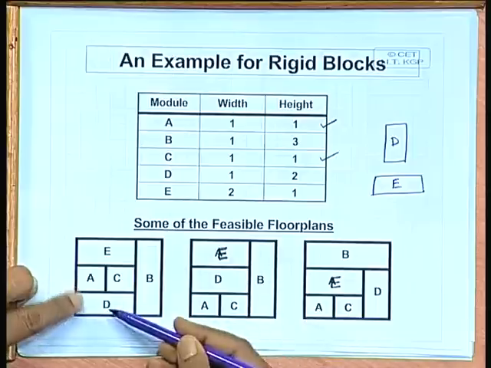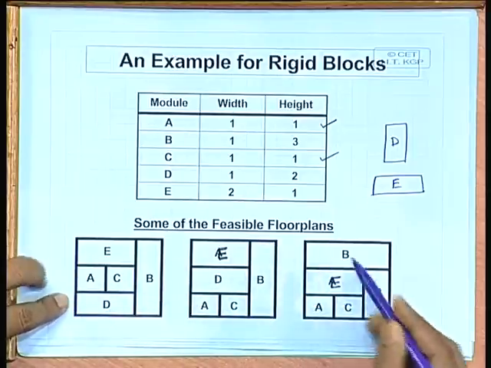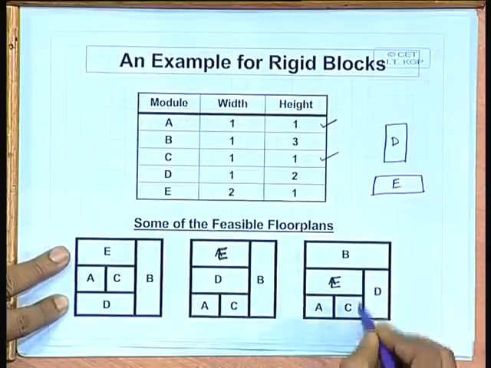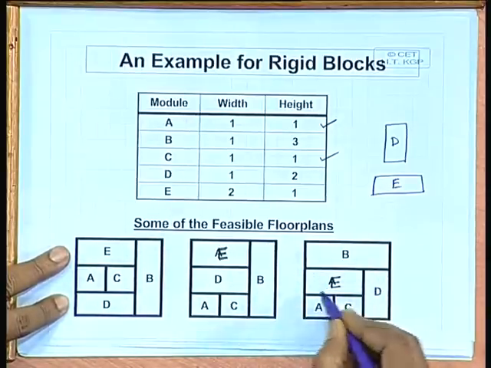This is another alternative, D has been put in the middle, AC here. This is another alternative where B has been put on top in a rotated fashion, D comes here, E is rotated here, and A and C out here.